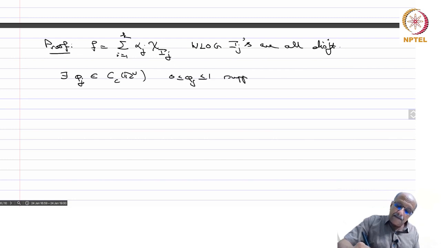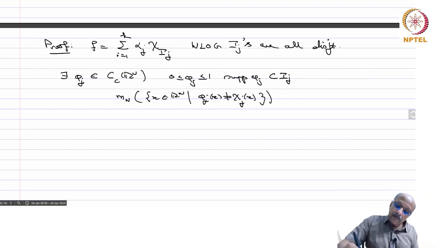The support of phi j is contained in Ij, and the measure of the set of all x in Rn such that phi j x is not equal to chi j x is less than any small quantity. I am going to take epsilon by k. Now define phi equals sigma j equals 1 to k alpha j phi j.